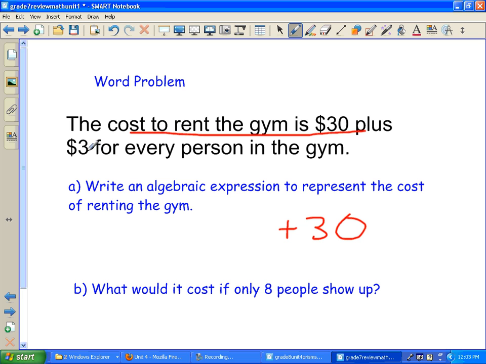Now we're going to pay $3 for every person in the gym. So let's say we don't know the number of people in the gym. I'm going to put down P for people. And how much are we going to pay per person? It's going to be $3 per person. So $3 times the number of people, and then add your $30 on.